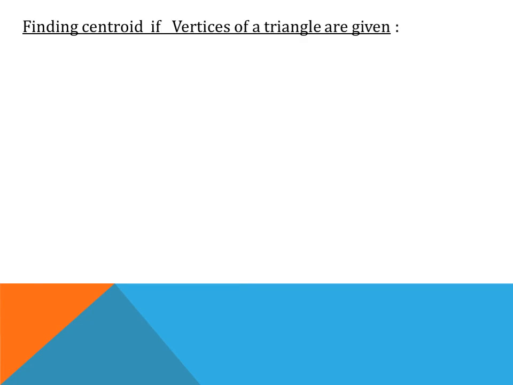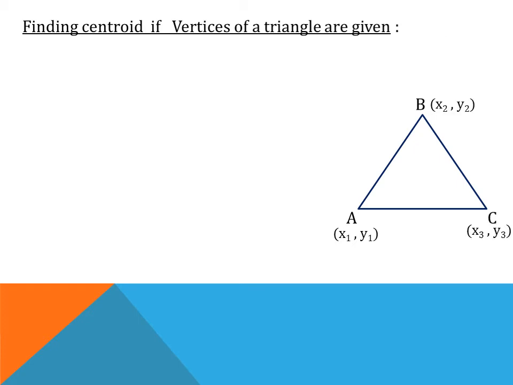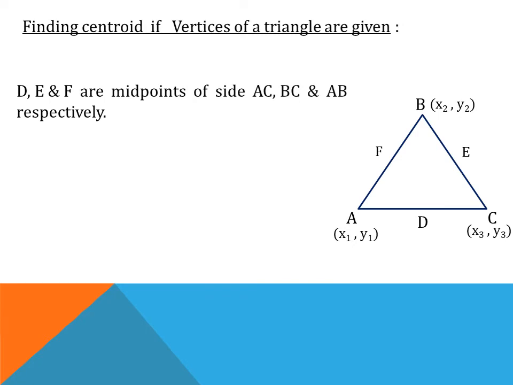Let's now understand how to find the coordinates of a centroid of a triangle if the 3 vertices of the triangle are given to us. So let's begin by drawing a triangle ABC and let's say the coordinates of the vertex A are x1, y1, B are x2, y2 and C are x3, y3. Just as we discussed before, a median joins the vertex and the midpoint of the opposite side. So let us say that D, E and F are midpoints of side AC, BC and AB respectively. So that makes BD, AE and CF the medians.